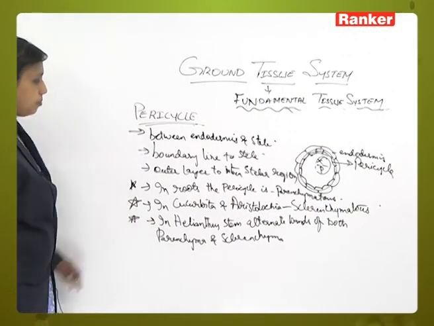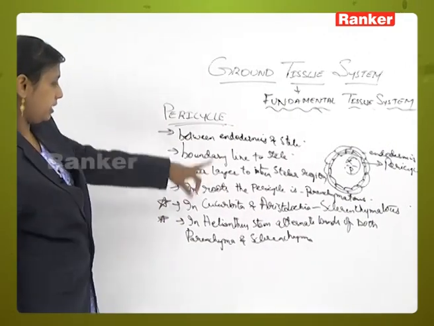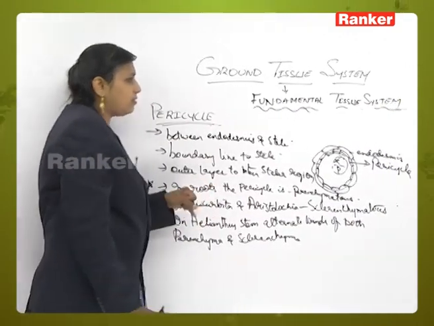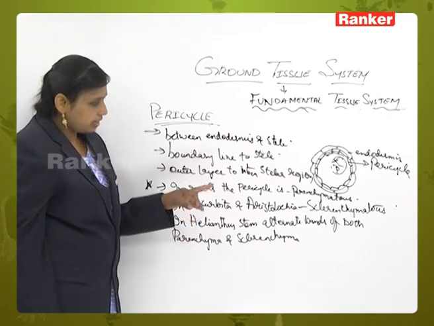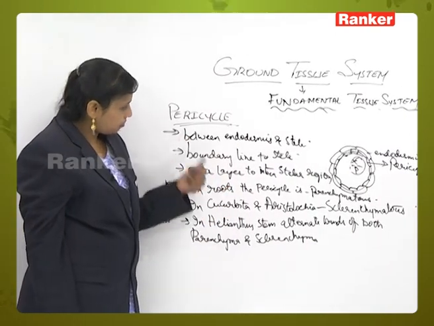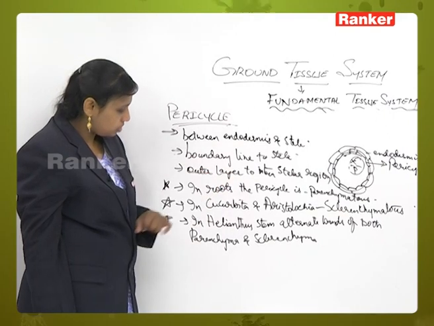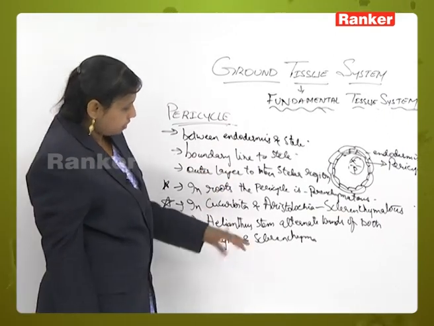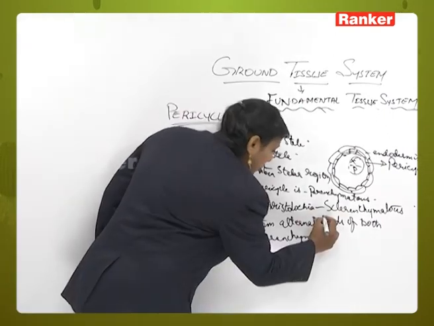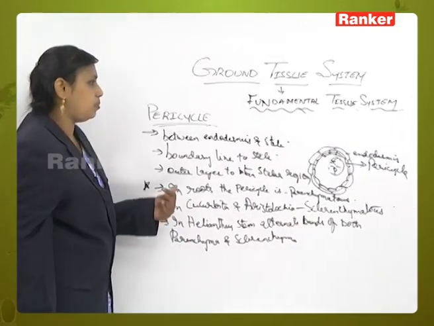These three points are very important. In roots, the pericycle is parenchymatous. In Cucurbita and Aristolochia, the pericycle is made up of sclerenchymatous tissue. In the Helianthus stem, you will see alternate bands of both parenchymatous and sclerenchymatous tissue.